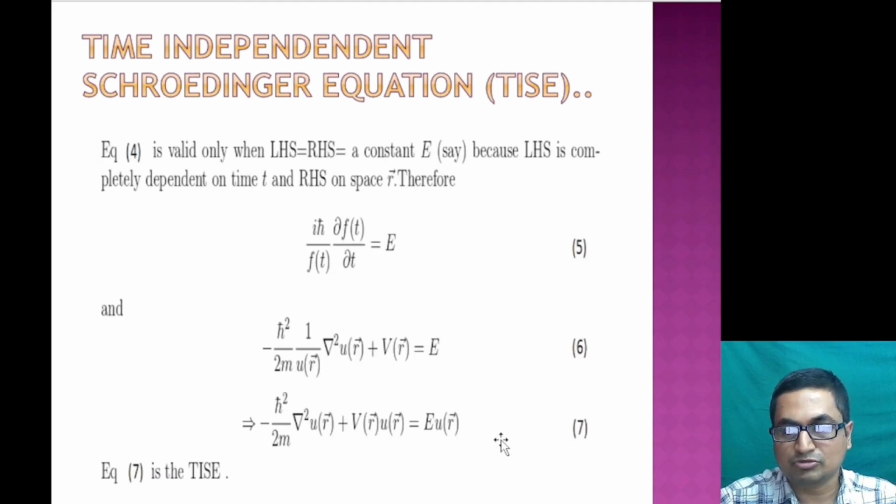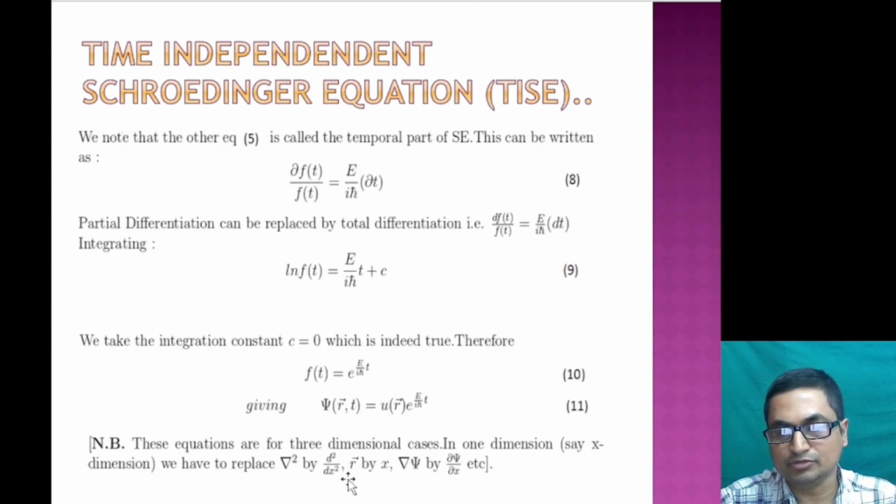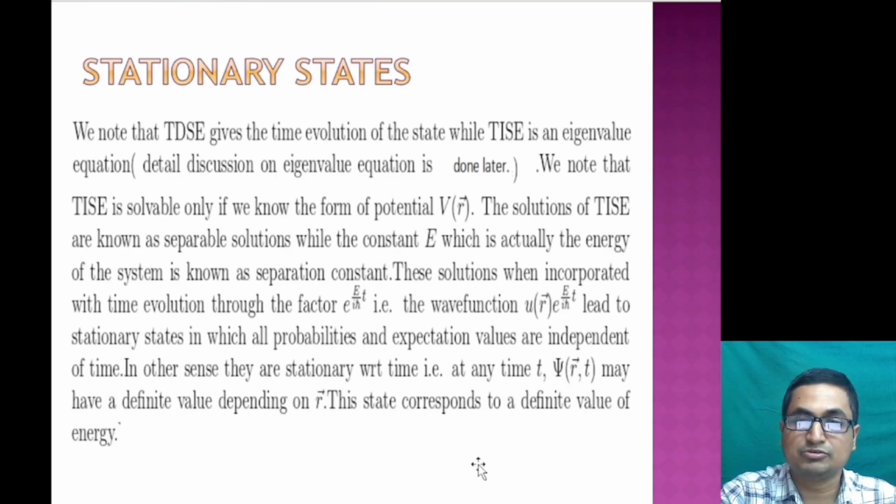And looking back at equation 7, this nabla squared, which represents the three-dimensional case, can be replaced by d squared by dx squared for the one-dimensional case, since in that case r will be replaced by x, and nabla psi is equal to del psi by del x. So a one-dimensional form of the Schrödinger equation is also possible.